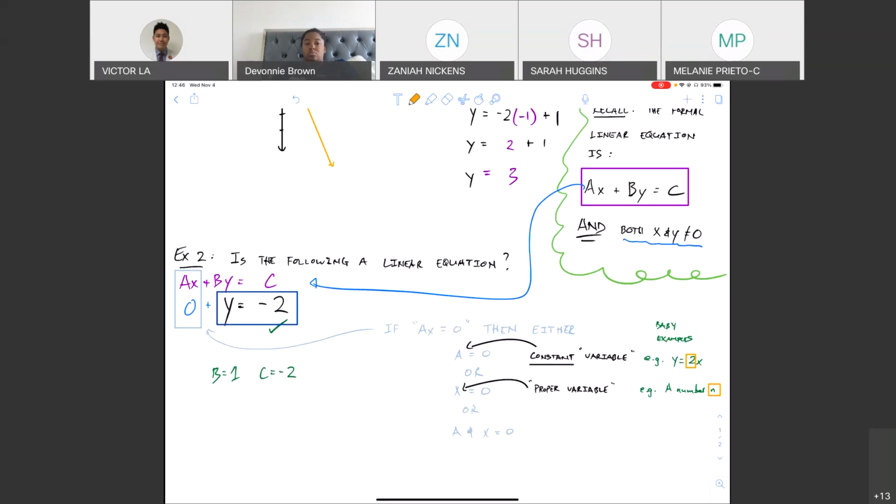And then, of course, at the very bottom, I said 0 could be from a or x. It could be both as well. Now, what is it in this case?